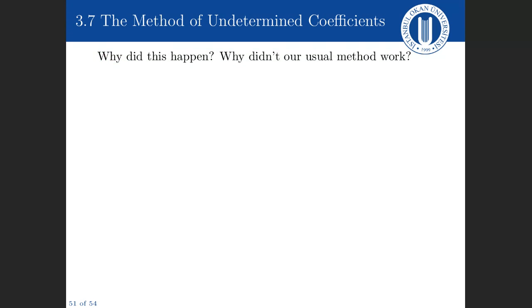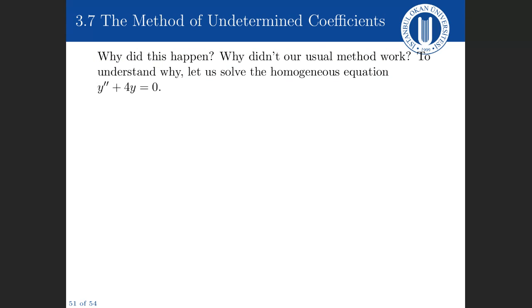Why did this happen? Why didn't our usual method to solve the equation work? To understand why this didn't work, I want to solve the homogeneous equation y double prime plus 4y is equal to 0.